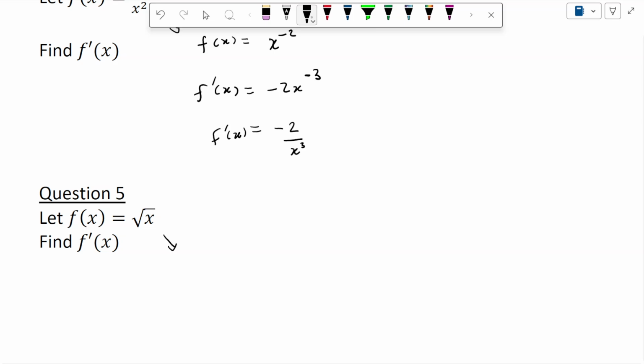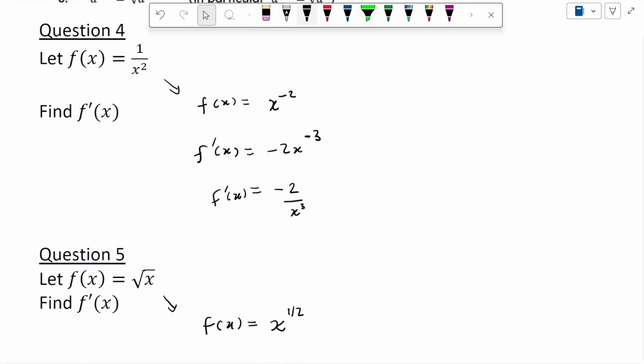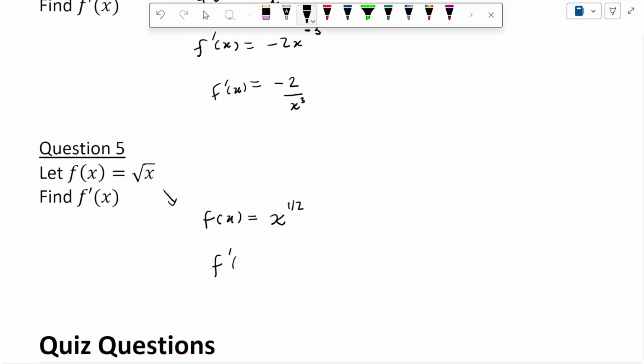Last one we like to do, a square root of x. So we can rewrite f of x using an index law. So square root of x is x to the power of a half. So that's this index law here. And then we can bring the power out the front. So f dash of x is a half x to the minus a half. Now this new power is 1 less than the old one. So essentially I need to go a half take 1 to get that power.